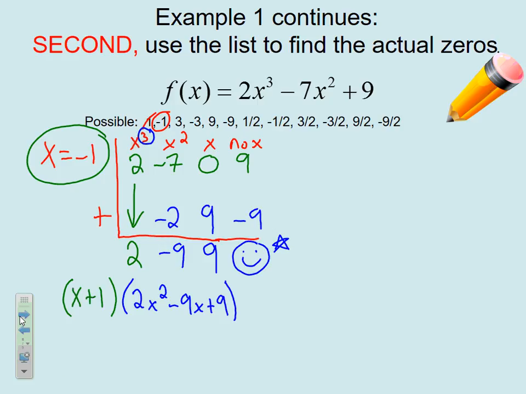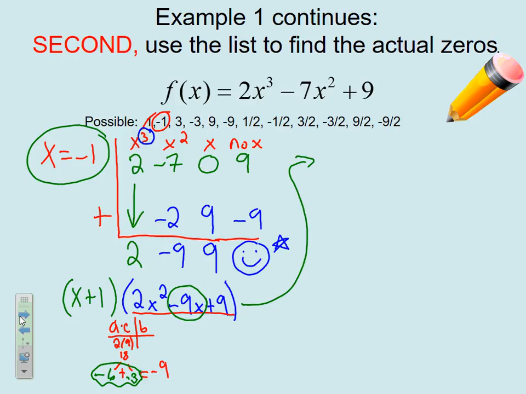Now I'm going to go ahead and factor this right here. So I'm going to do the AC method. A times C has to add up to B. So 2 times 9 is 18. Two numbers that multiply to equal 18 and add up to negative 9. We're going to use negative 6 and negative 3. These are going to replace this negative 9. So when I come over here, I'm going to have 2x squared minus 6x minus 3x plus 9. Going to do my grouping method.